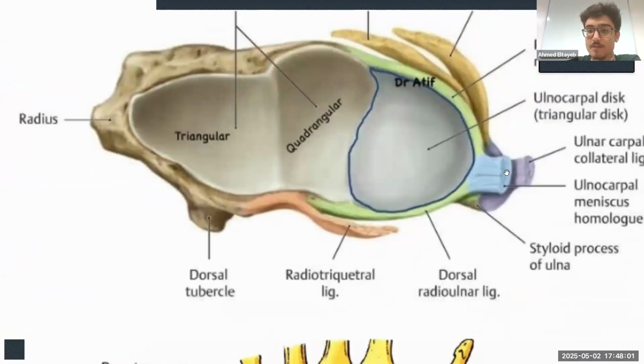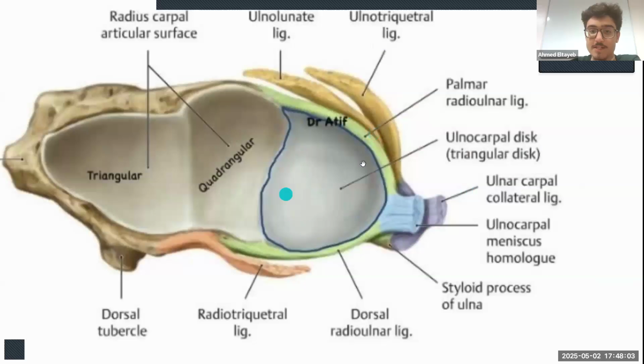And when we see this, this is the distal ulna. You just have a disc. Okay, you don't have an articulating surface. You just have a disc that is going to separate it from being involved with the joint at all.